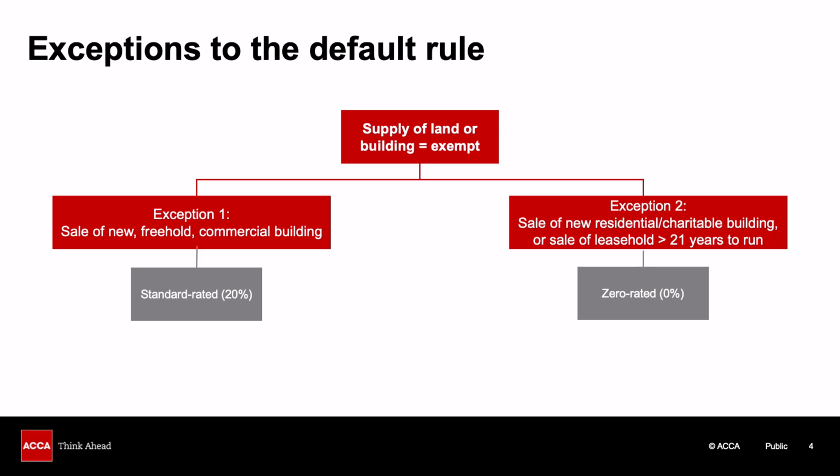By new, we mean something that's less than 3 years old. The second exception to watch out for is the sale of a brand new building for residential or charitable use, or the sale of a leasehold of more than 21 years still to go, which are actually zero rated. So it's still a taxable supply, but at a rate of 0%. Now this is your starting point where you see land or buildings in a question and you're thinking about the VAT impact.